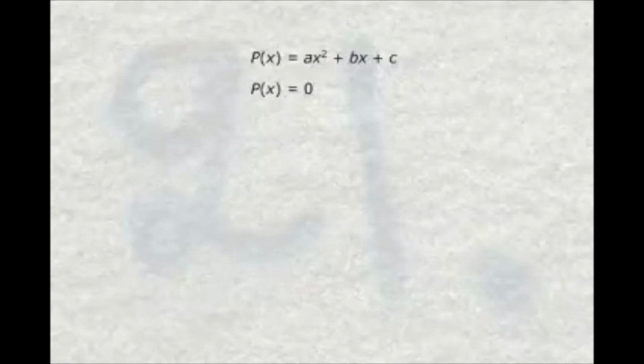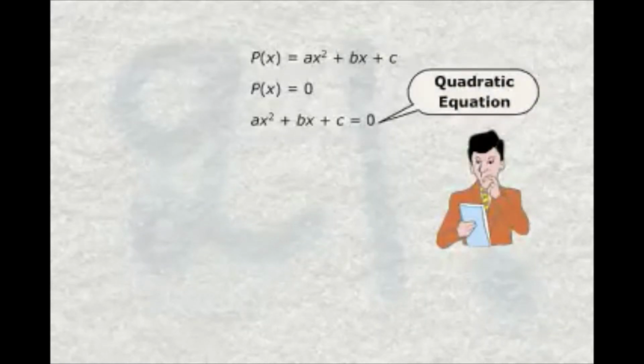Let us take a general polynomial p of x of degree 2, that is a quadratic polynomial. So we have p of x equals ax square plus bx plus c. Now what happens if we equate p of x to 0? So we have p of x equals 0 or ax square plus bx plus c equals 0. And this is a quadratic equation.